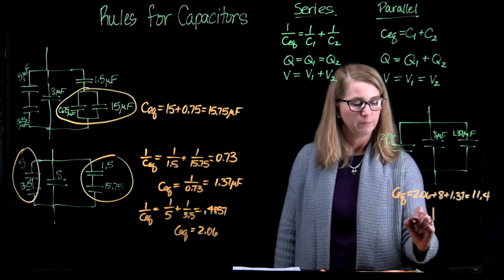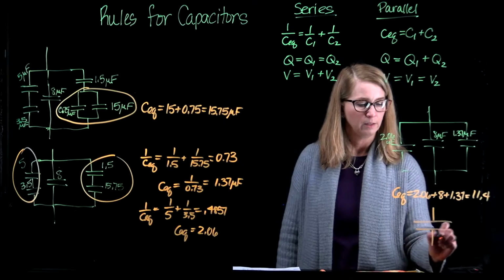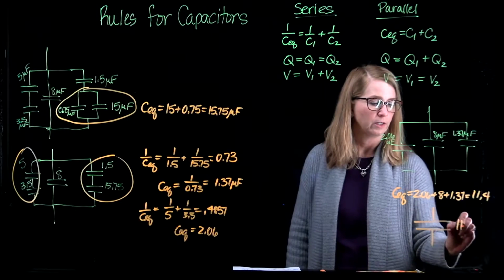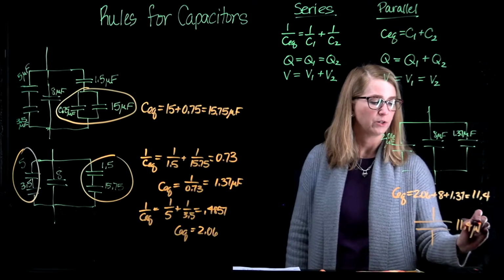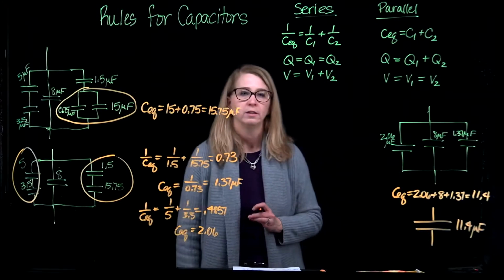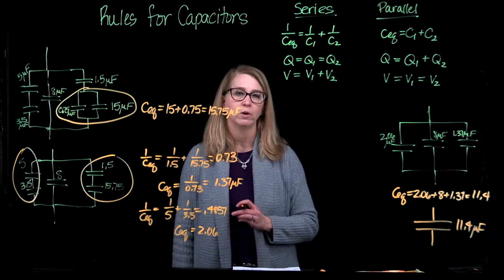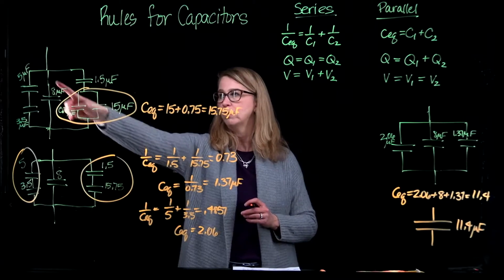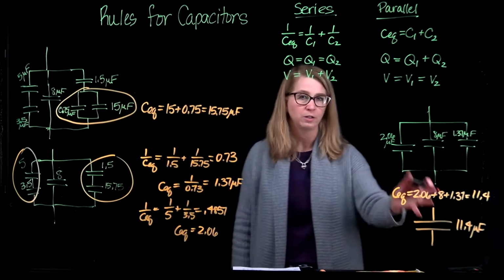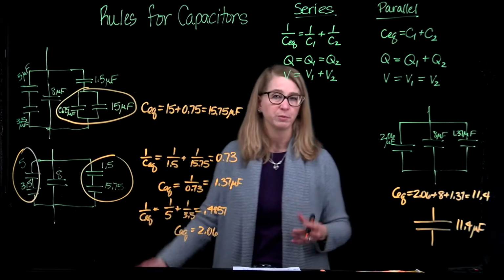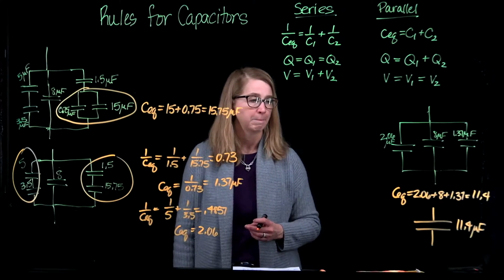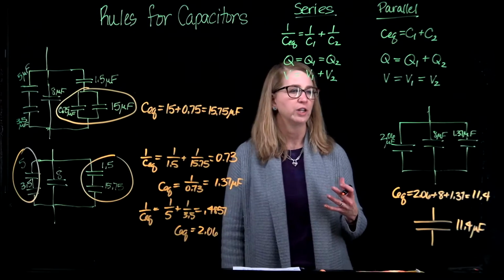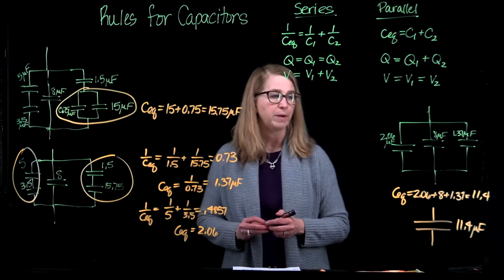So basically, this whole thing ended up being equivalent to 1 capacitor with the capacitance of 11.4 microfarads. So I went all the way from having 6 capacitors to 1. And it only really took me a couple steps, not too bad. But the thing that's really, I think, most challenging is when we try to work our way backwards.